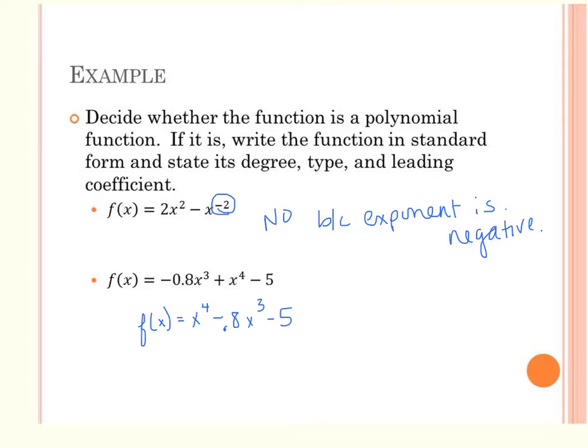Its degree is 4. There you go, degree of 4. Its type is a quartic. And the leading coefficient is 1, because it is 1x to the 4th.